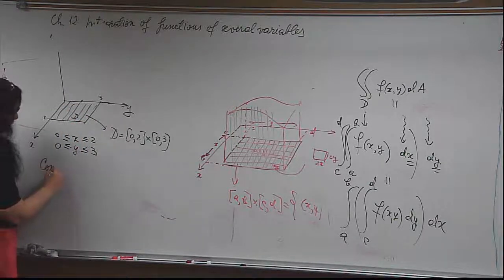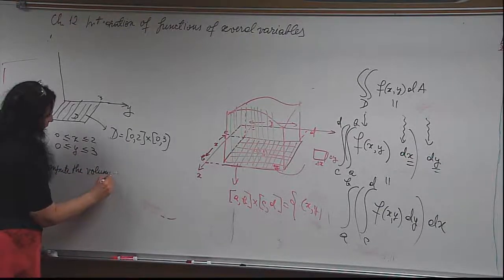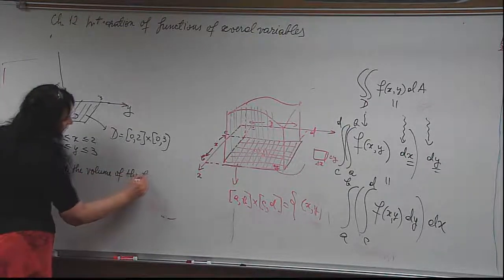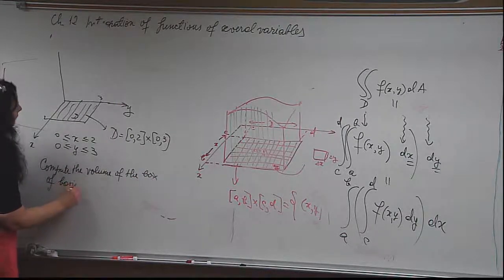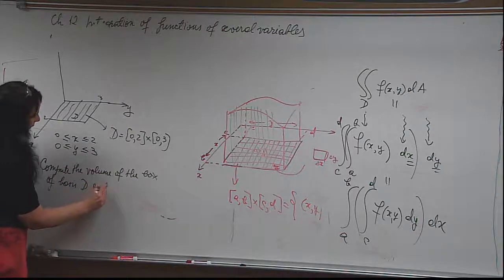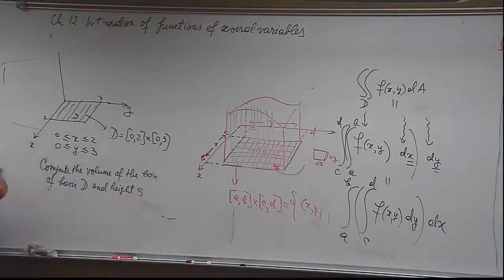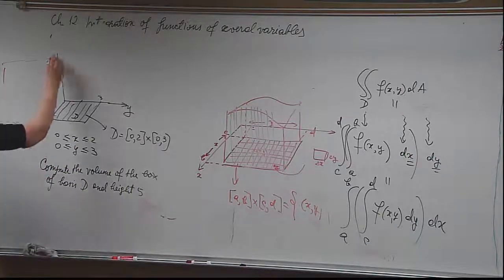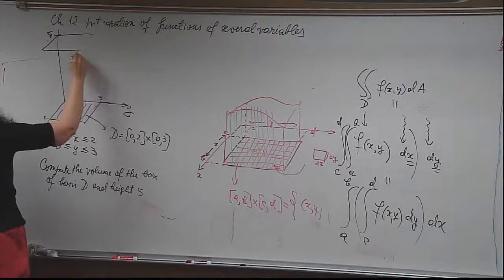Compute the volume of the box of base D and height 5. Can I draw that? It gets out of the picture. No, I'm just kidding. This is 5, and that's sort of the box.